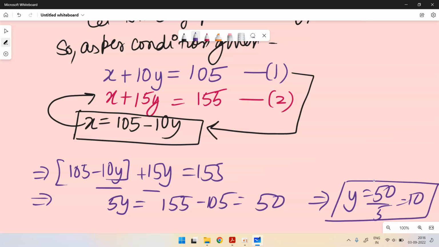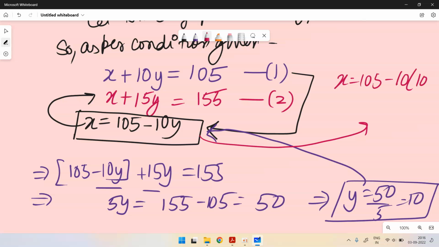Now putting this value of 10 in this equation, x equals 105 minus 10 into y, and y is nothing but 10. So this is 105 minus 100, which is nothing but rupees 5. So the value of the fixed charge is rupees 5 and the variable charge is rupees 10.